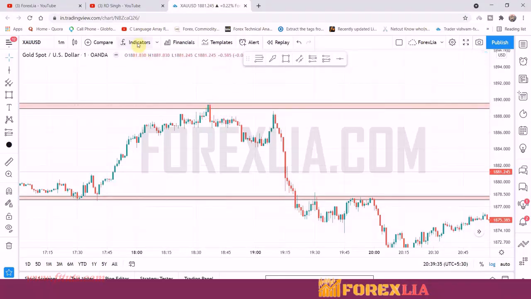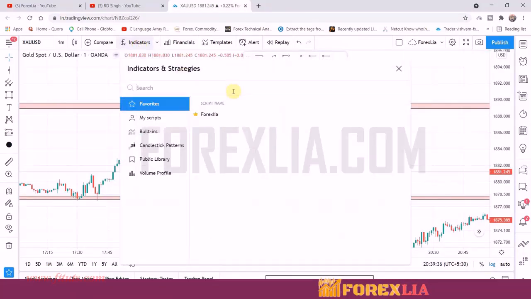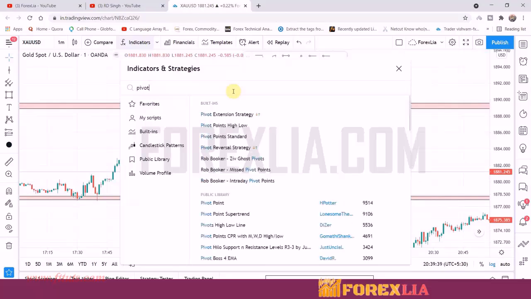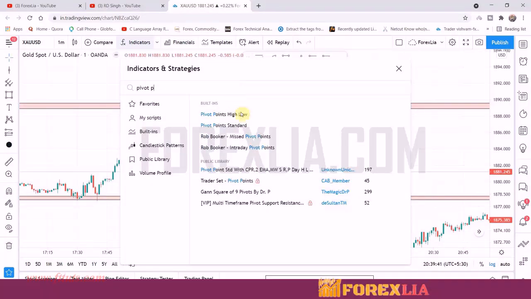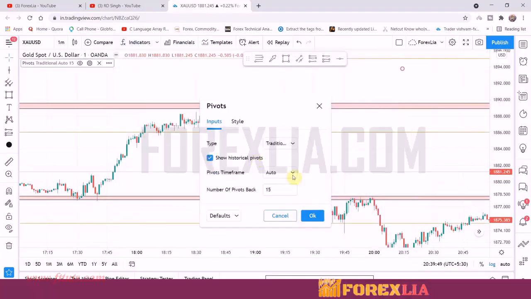Now what is the name of the indicator? First of all you have to come here to the indicators. You have to click on the indicators and type pivot point standard. You will see below, pivot point standard indicator. Here are the pivot points of different time frames, such as daily time frame, weekly time frame, monthly time frame. I use all three of them.